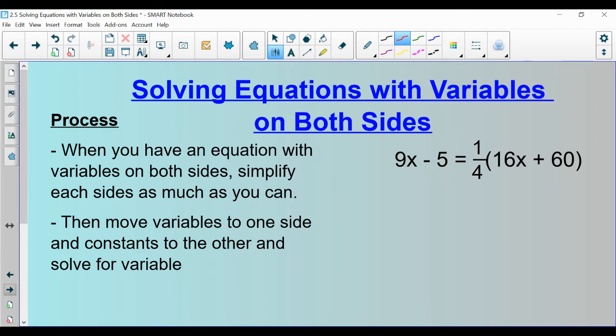Another example here, going back to our steps, our hints, we can distribute this 1/4 in to simplify this right side first as much as we possibly can. Distributing, 1/4 times 16 would give us 4x, and 1/4 times 60 would be plus 15.